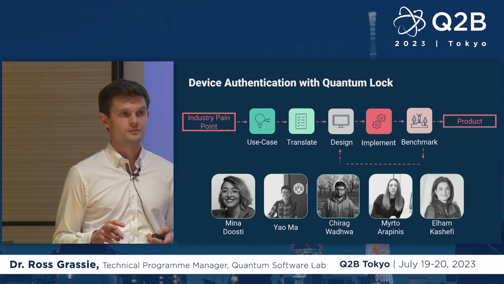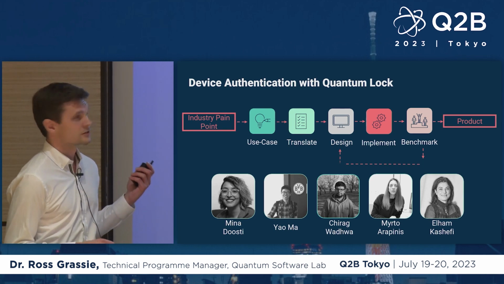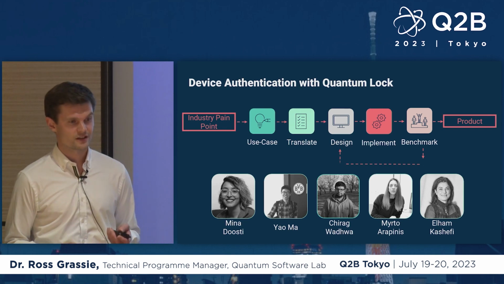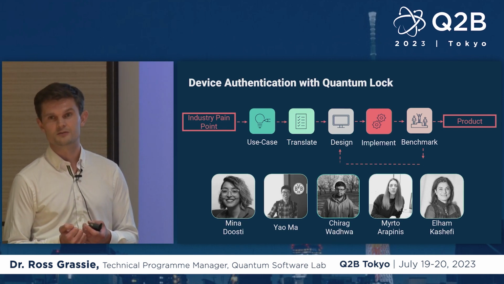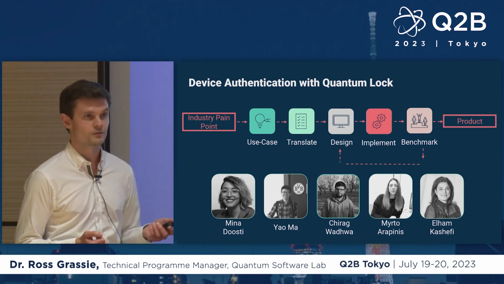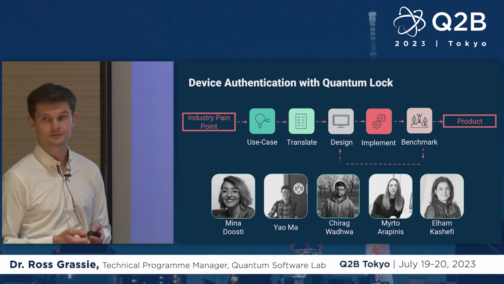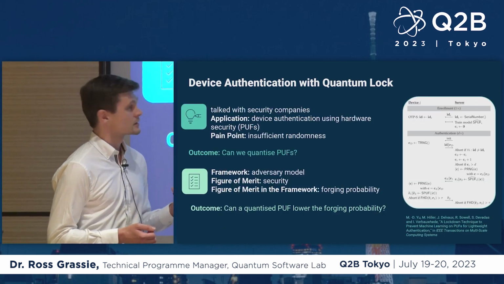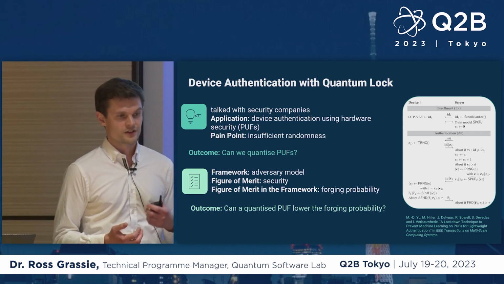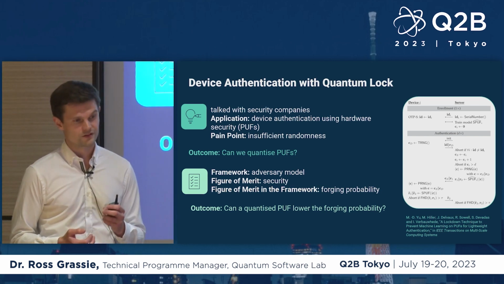So now I've got a couple of examples of our methodology working in practice. So the first one comes from security, and we're looking at device authentication using a piece of technology we developed called the quantum lock. And that was undertaken by these fantastic researchers here who are based both at the University of Edinburgh and at Sorbonne University in Paris. So through discussions with security companies, we found that they were particularly interested in using hardware security for device authentication.